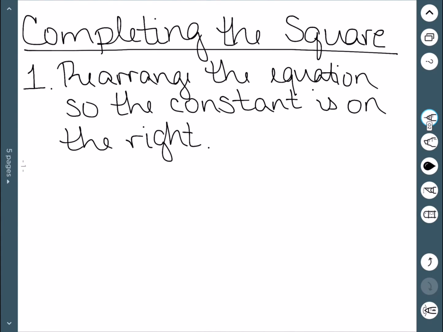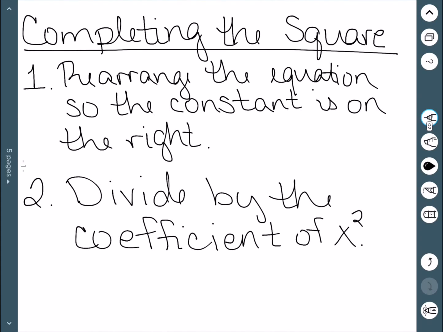The first thing we want to do is rearrange the equation so that the constant is on the right. We need the constant to be on the right and all other terms to be on the left. The second step is to divide through by the coefficient of x squared. If there's anything other than a 1 in front of the x squared, we do need to divide everything by that term.